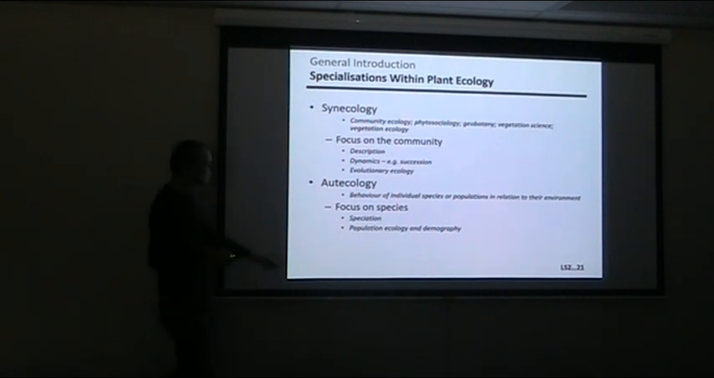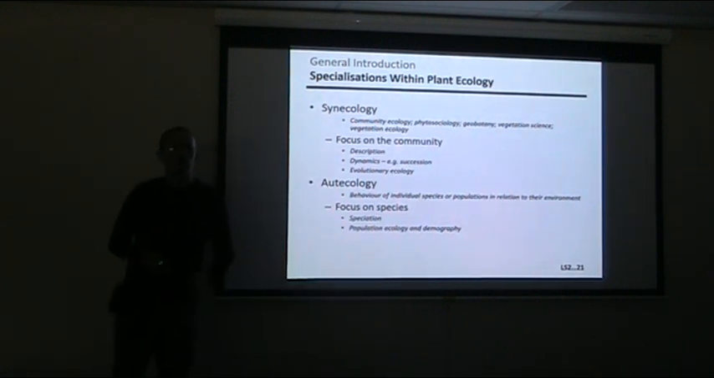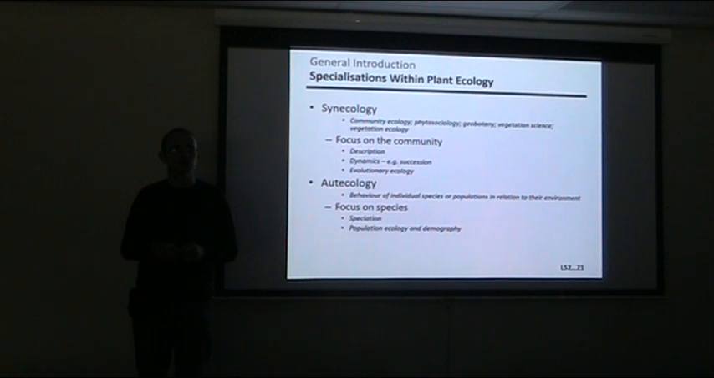And what's really important for this is population ecology and demography. If you're interested in a species and whether it's expanding or declining, there's the Red Data List. Are you familiar with the Red Data List? You know what that is? Okay, the Red Data List gives you a status of all of our plant species in terms of their level of threat. That's autecological.